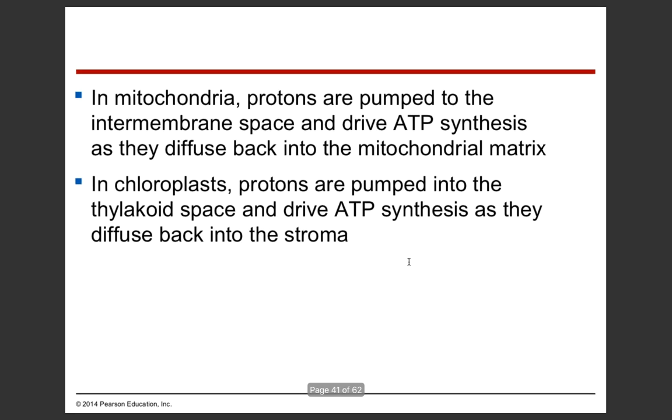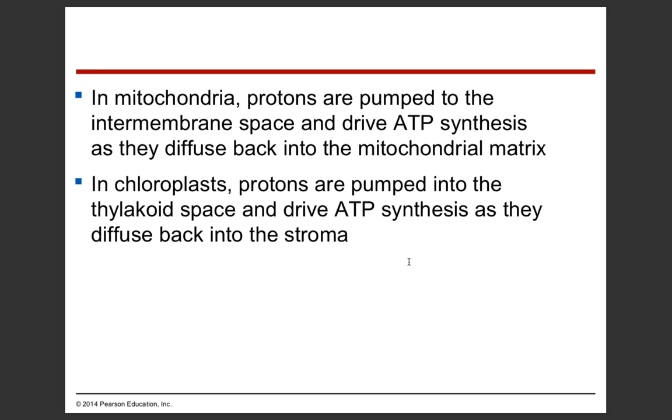Okay, so in the mitochondria, we have protons that are pumped into the inner membrane space and drive ATP synthesis as they diffuse back down into the mitochondrial matrix. And in the chloroplast, we have protons that are pumped into the thylakoid space and drive ATP synthesis as they diffuse back into the stroma. Guess what? That sounds real similar.